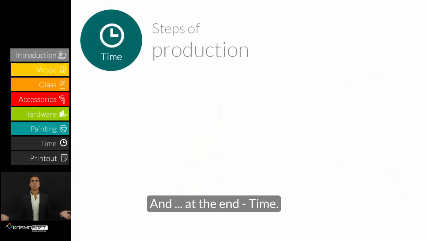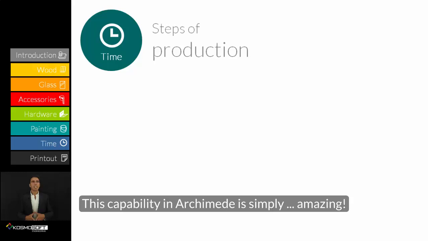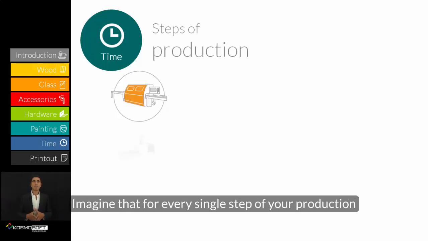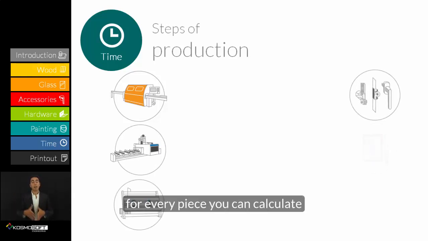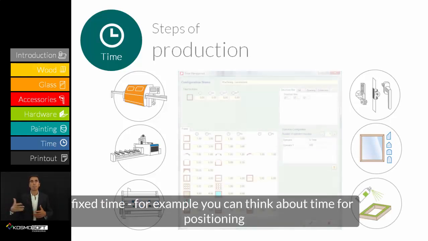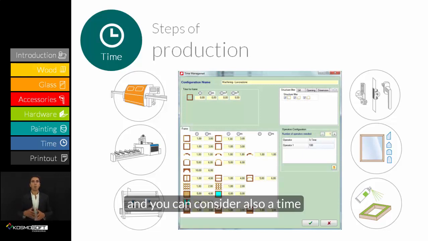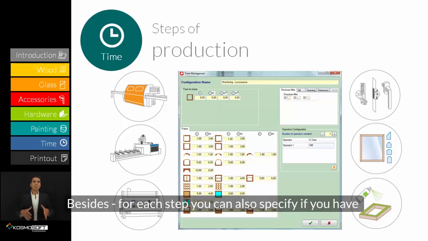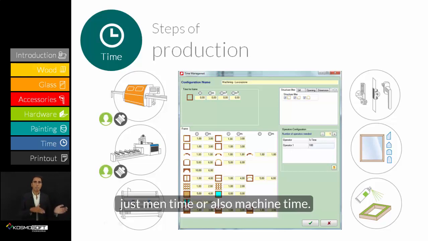And at the end, time. This capability in Archimede is simply amazing. Imagine that for every single step of your production, for every piece, you can calculate a fixed time. For example, you can think about time for positioning. And you can also consider a time that depends on the length of a piece. Besides, for each step, you can also specify if you have just a man time or also a machine time.